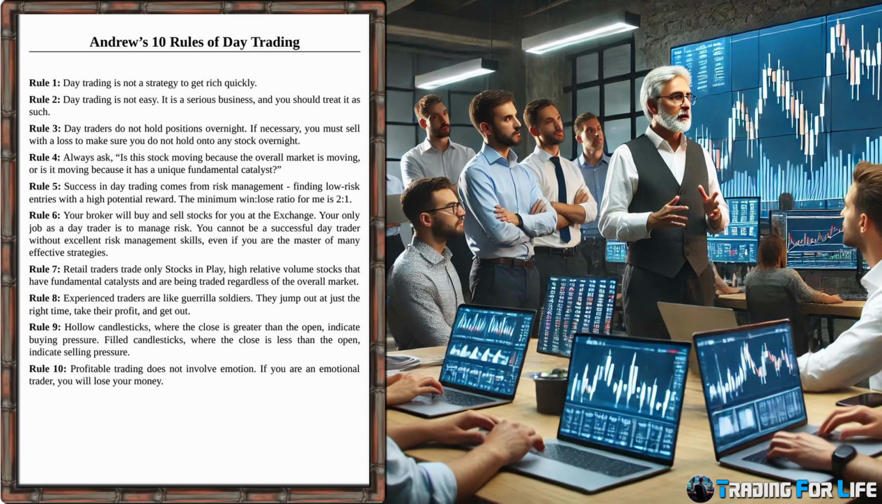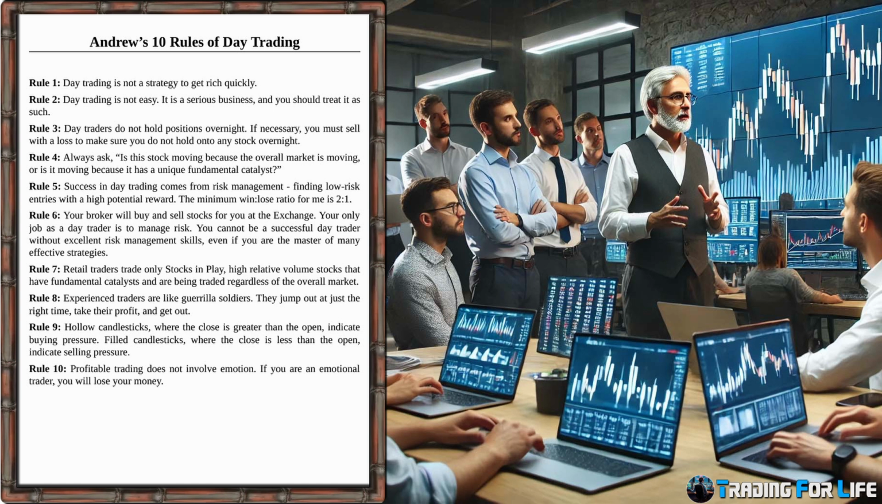You cannot be a successful day trader without excellent risk management skills, even if you are the master of many effective strategies. Rule 7. Retail traders trade only stocks in play. High relative volume stocks that have fundamental catalysts and are being traded regardless of the overall market. Rule 8. Experienced traders are like guerrilla soldiers. They jump out at just the right time, take their profit, and get out. Rule 9. Hollow candlesticks, where the close is greater than the open, indicate buying pressure. Filled candlesticks, where the close is less than the open, indicate selling pressure.